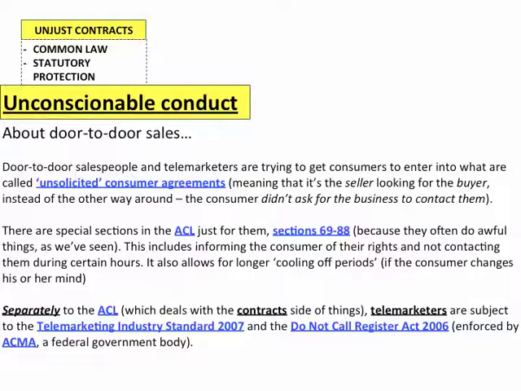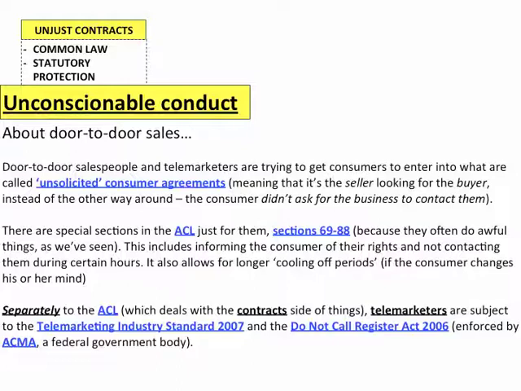Straight away. They don't get a choice. Yeah. So do that. Next time someone knocks on your door, trying to sell you something, just say, under the ACL, you have to leave because I'm asking you to leave, and they do have to do it.